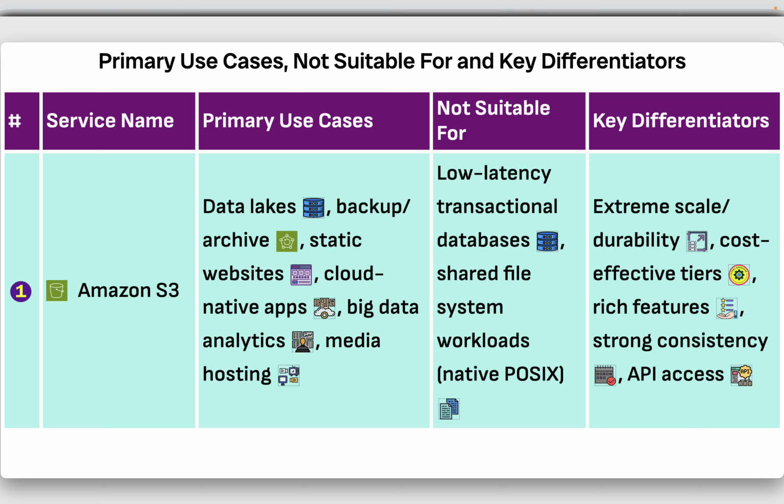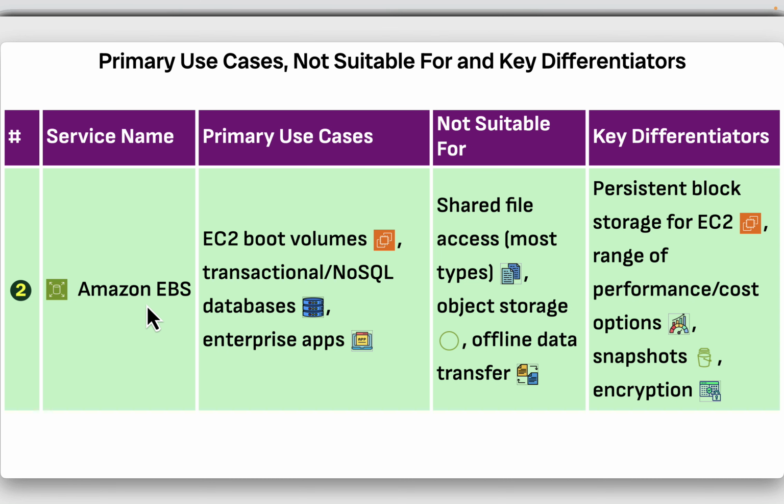First we have Amazon S3, and primary use cases are data lakes, backup archive, static websites, cloud native apps, big data analytics, and media hosting. It's not suitable for low latency transactional databases or any kind of shared file system workloads like native POSIX. Some key differentiators are extreme scale and durability, cost effective tiers, rich features, strong consistency, and API access.